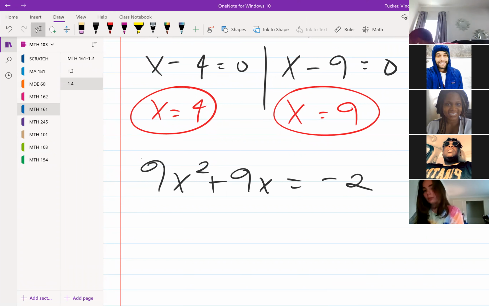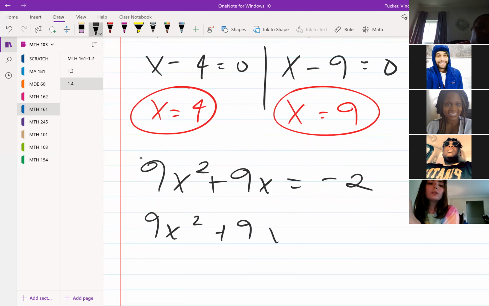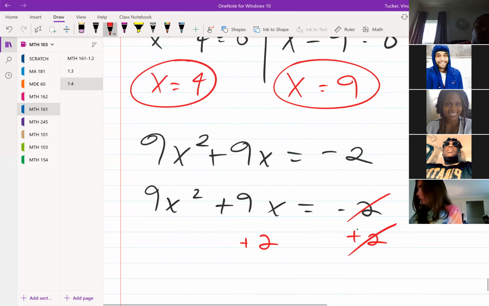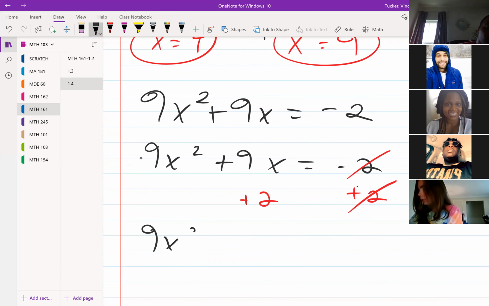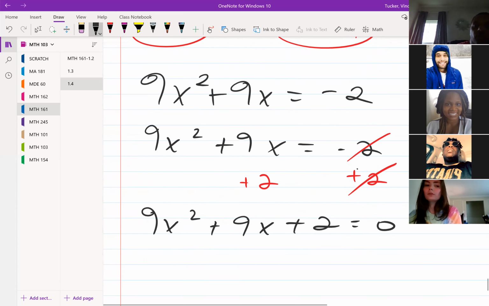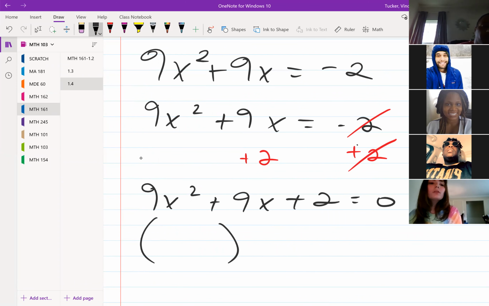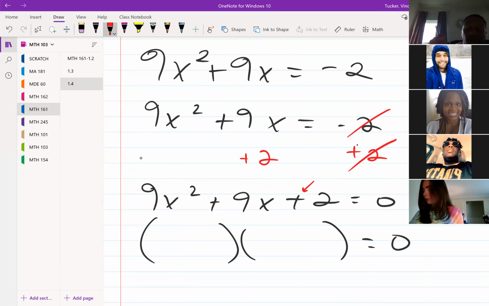So we have 9x squared plus 9x equal to negative 2. We want to set one side equal to 0. So we'll add 2 to both sides. All right. We have our trinomial. So we set up our parentheses. This back sign is positive, so that means both of my signs should be the same. And this sign tells me which one to use. So both of my signs should be positive.